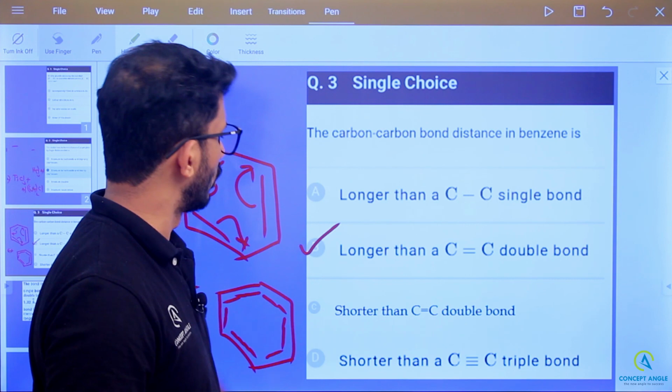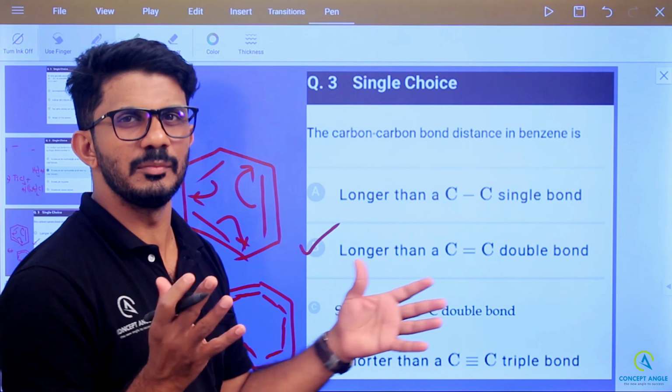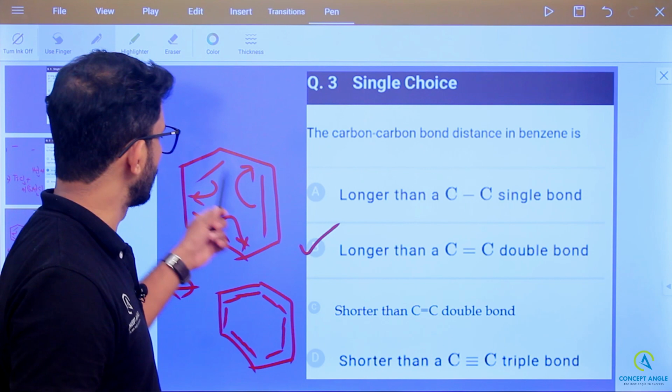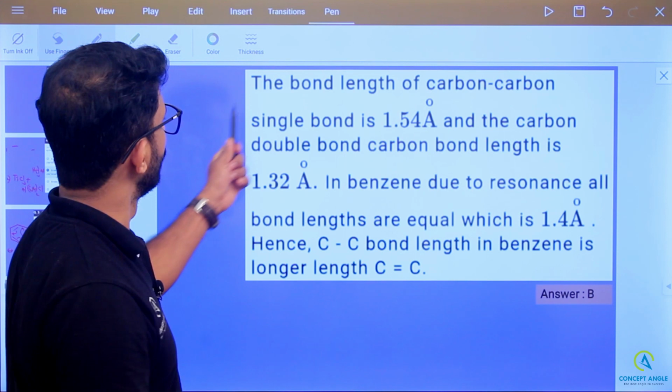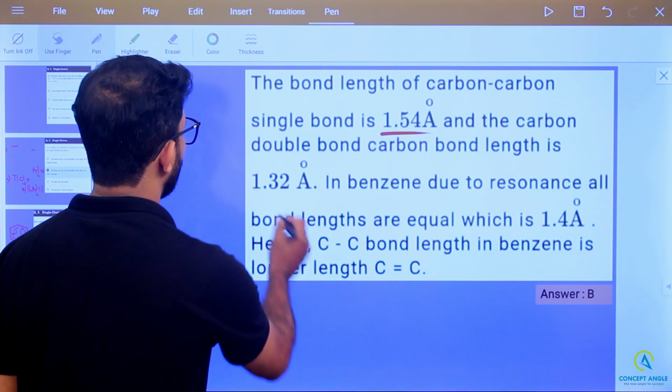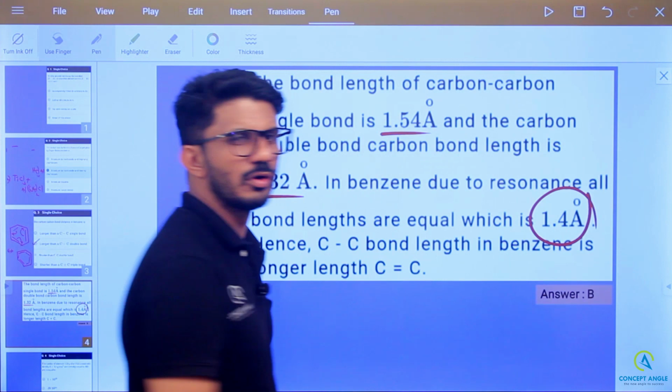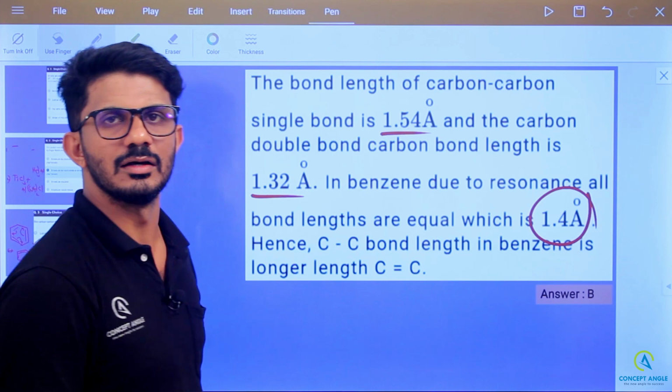So this is the answer that has intermediate bond characteristics, as that of a single bond and a double bond, because the actual structure is the hybrid of the two resonance structures; it averages the molecule. Okay, and this is the explanation of your answer B. The bond length of a carbon-carbon single bond is 1.54 angstrom and a double bond is 1.32 angstrom, and in benzene that is the average, around 1.4, it comes to 1.39 something. So the answer is B. Let's move to the next question.